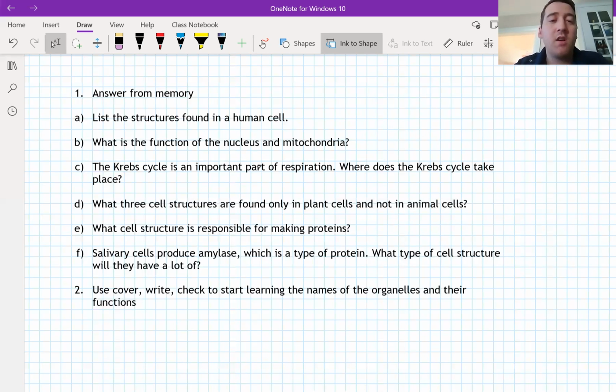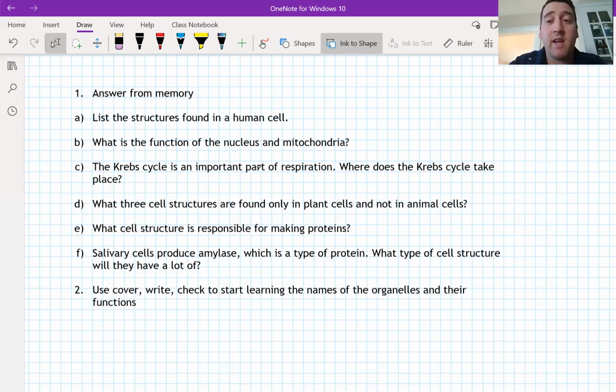What is the function of the nucleus and the mitochondria? The nucleus controls the cell activities by storing DNA. That's what it does. Controls the cell activities, it stores DNA. Well done if you got that right. The mitochondria, its function is it releases energy for the cell. Check your answer. Tick it if it's right, fix it if it's wrong.